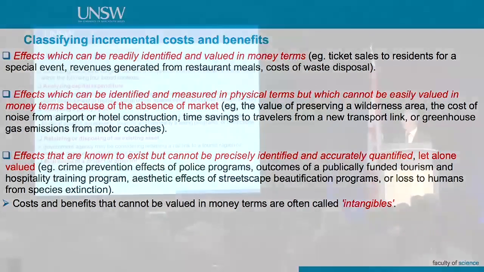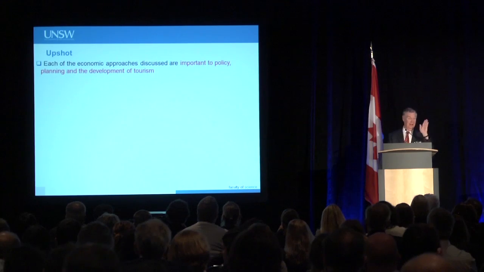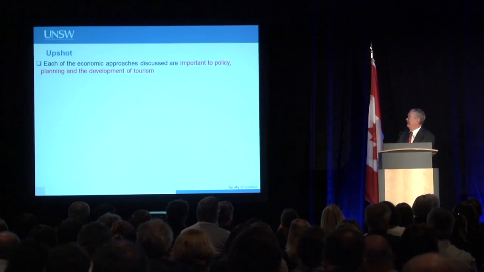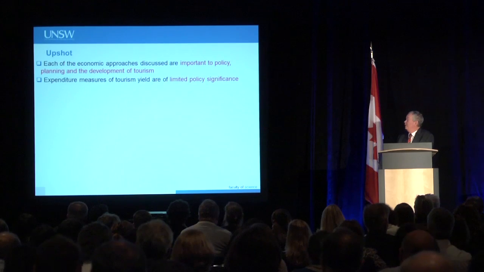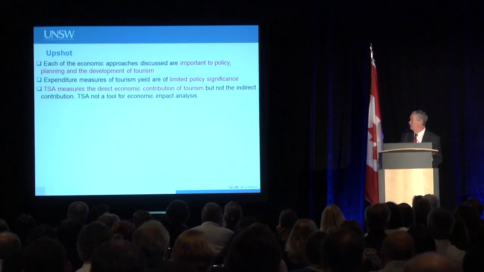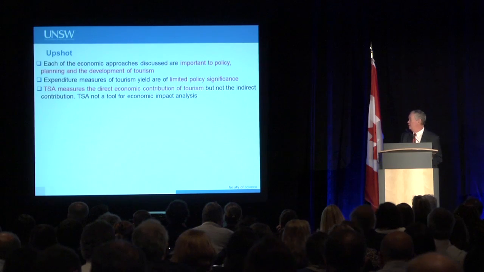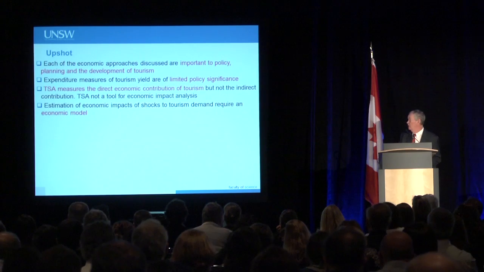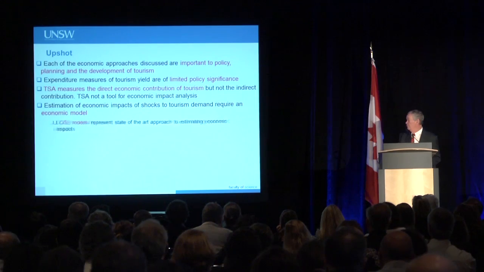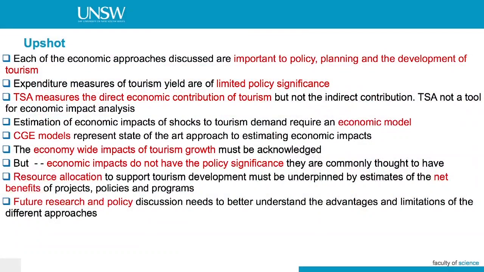The upshot: each of these approaches are important to policy. Expenditure measures are of limited yield. TSA measures the direct contribution of tourism, but not the indirect contribution. Estimates of economic impacts require an economic model. CGE models represent the state-of-the-art approach to estimating economic impacts. However, economic impacts do not have the policy significance that they're thought to have, and if we're serious about resource allocation, we need to do cost-benefit analysis.